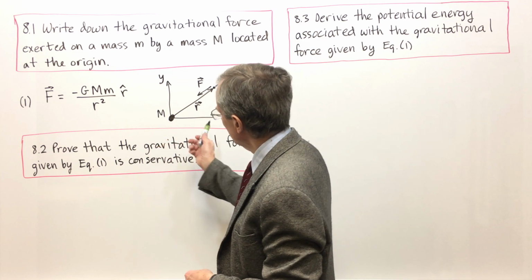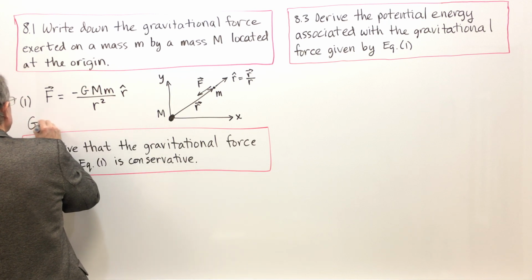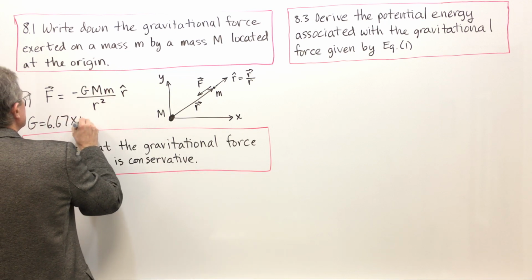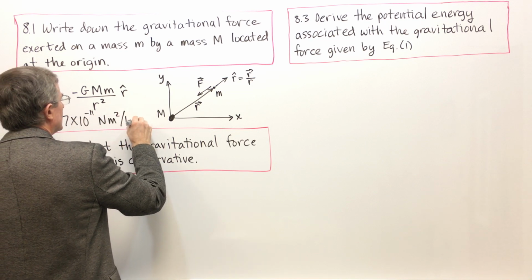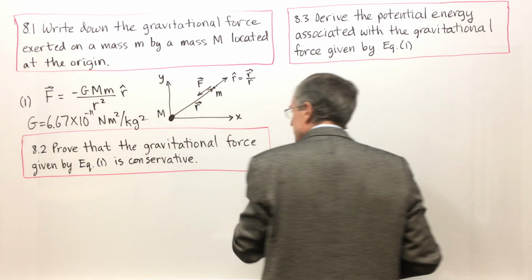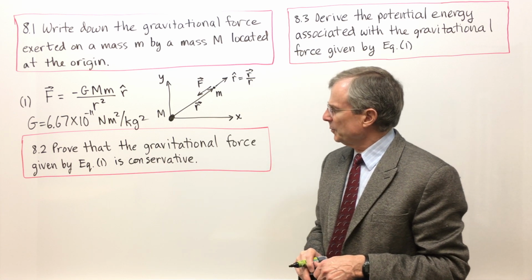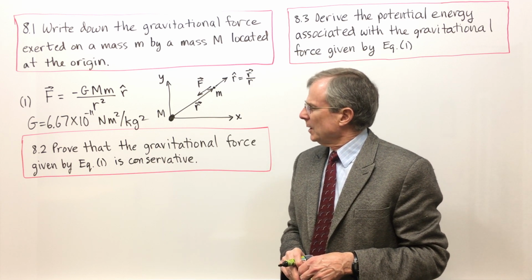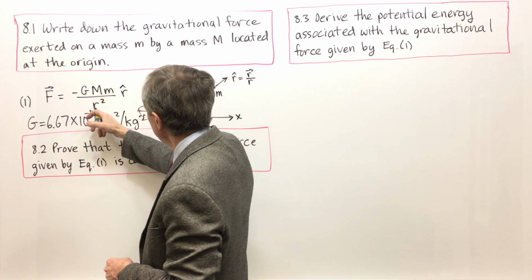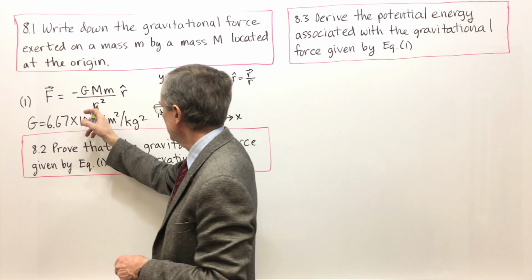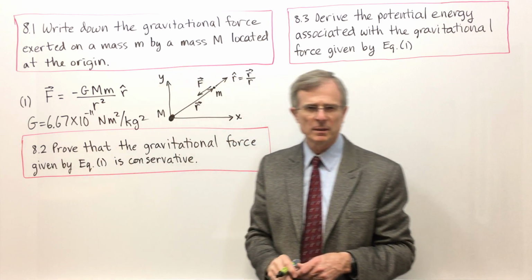The proportionality constants are G, which is 6.67 times 10 to the minus 11 newton meters squared per kilogram squared. The other proportionality constants are the mass of the sun, the mass of the Earth, and the distance between the sun and the Earth, r squared. So the force falls off as the square of the distance.